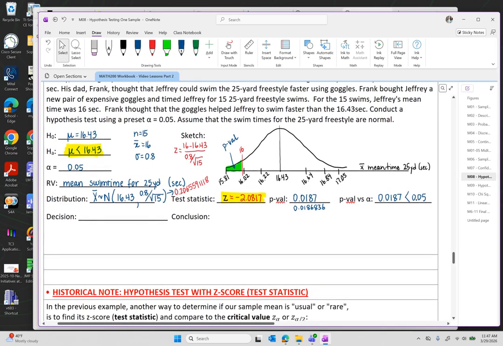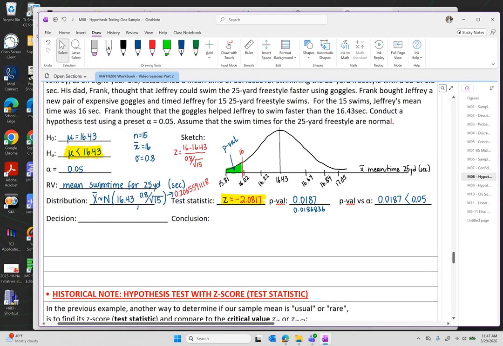So since my p-value indicates a rare event, then I will have to reject the null hypothesis. That means I have enough evidence to support the alternative hypothesis. So at the 5% level of significance, we can conclude that Jeffrey swims faster using the new goggles. Or we have sample evidence to show that Jeffrey's mean is below 16.43 seconds when swimming with the goggles.